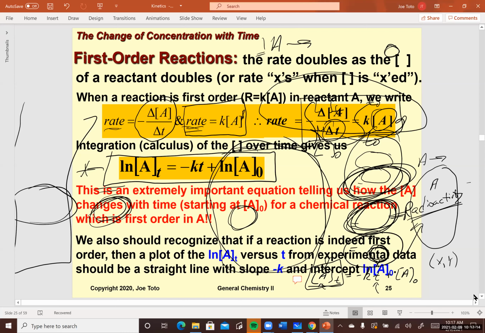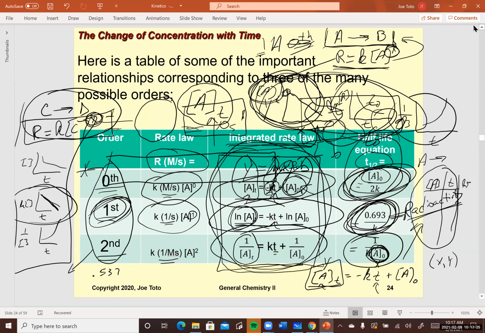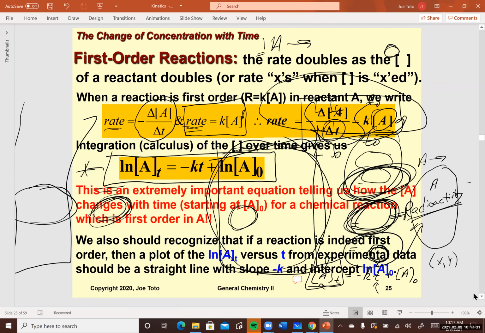So I just presented it back in that table that we talked about on the previous slide. I just gave you all of these rate laws, and I didn't tell you where they come from because you don't have to know calculus for this class, but people who do know calculus, that's where it comes from, that integration.